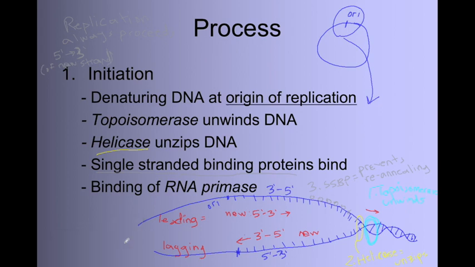Let's try to do this in green. And we're just going to focus on the leading strand. Again, I'll show you how this occurs on the lagging strand in just a little bit, but let's do this next enzyme here. All right, so here is our RNA primase that lays down an RNA.